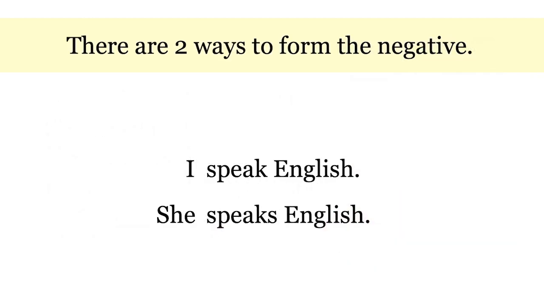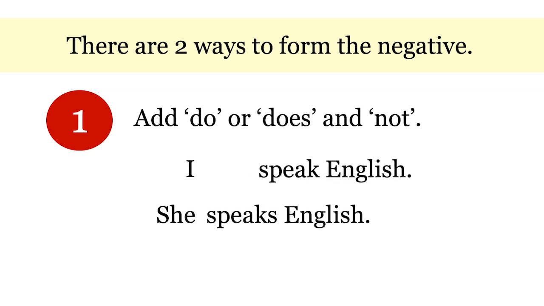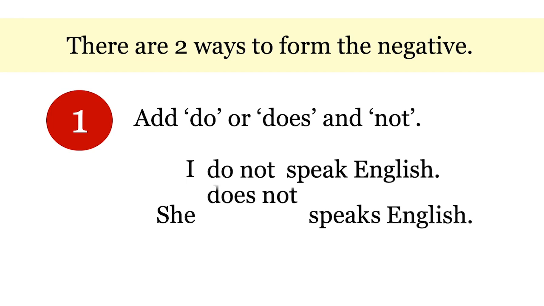There are two ways to form the negative. The first way, add do or does and not. So I speak English. Remember, it goes between the subject and the verb, so I do not speak English. And she speaks English changes to she does not, but look, speaks, we've got double S, drop that S. She does not speak English.